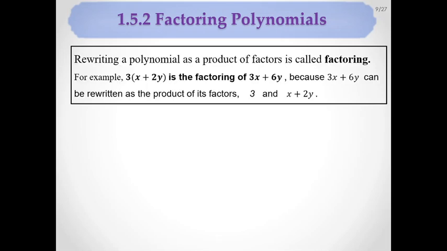Now let's look at how to factor polynomials. Again, as with whole numbers, writing a polynomial as a product of its factors is called factoring. For example, 3 times (x plus 2y) is a factoring of 3x plus 6y. So 3 and x plus 2y are called the factors of 3x plus 6y.